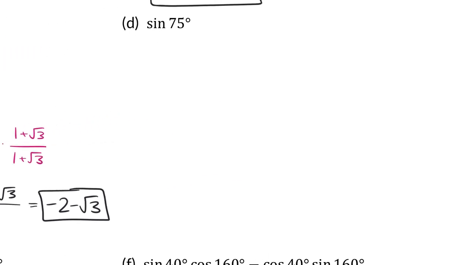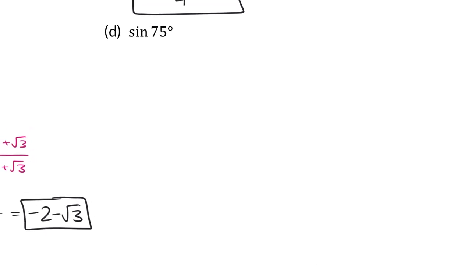Sine of 75 degrees. Look at degrees. Give this one a shot and see what you got. If you did 45 plus 30, don't change it. It's going to end up being the same.